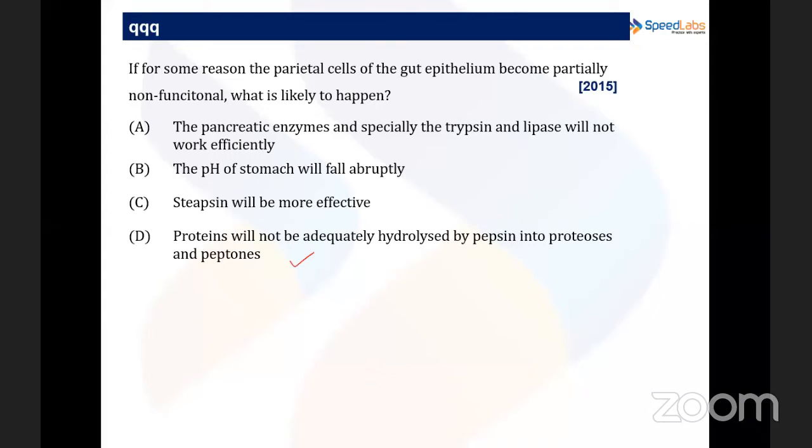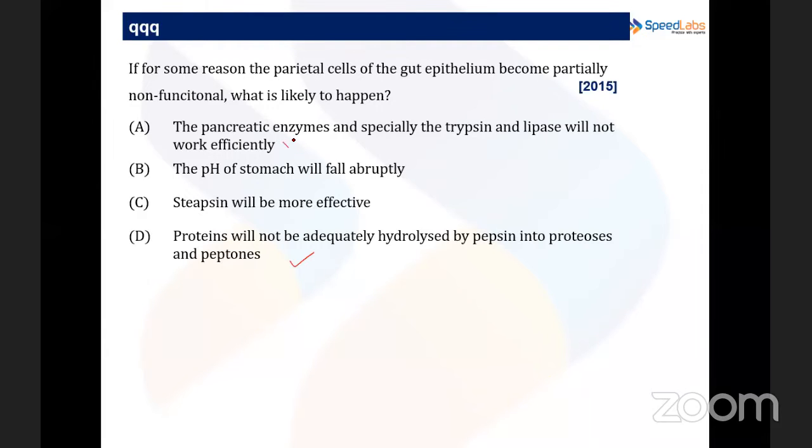I hope this is clear to you. Now let's look at the other options. The pancreatic enzymes and especially the trypsin and lipase will not work efficiently. They are not related with the parietal cells. The parietal cells are part of the stomach, while these are part of the pancreas and intestine.